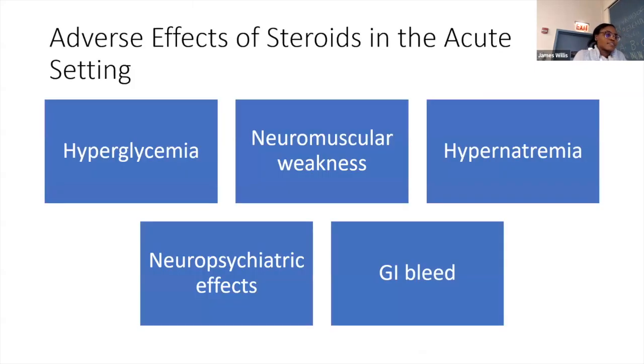The study also looked at some of the side effects of steroids in the acute setting, right? We all know about moon facies and thinning of your skin, things that happen in kind of longer term corticosteroid use. So one of the most common effects that they saw was hyperglycemia. They didn't think that this was something that warranted not using corticosteroids. This is obviously something that we can manage. Neuromuscular weakness was something that they said was a patient-centered outcome that they were quite concerned about. Hypernatremia, neuropsychiatric effects, and then much less evidence was there for GI bleed.